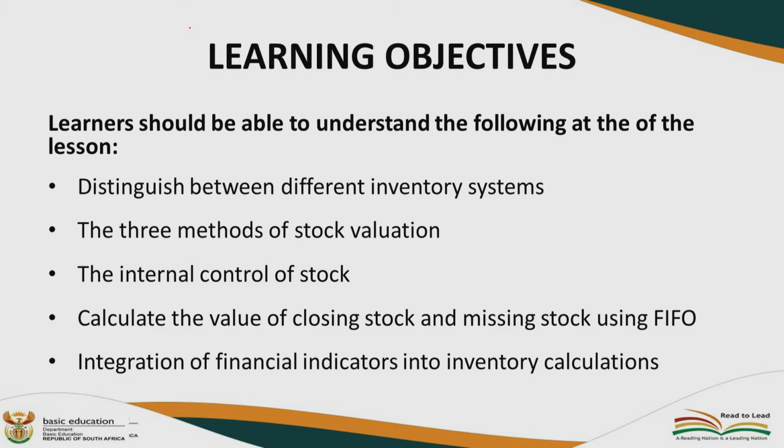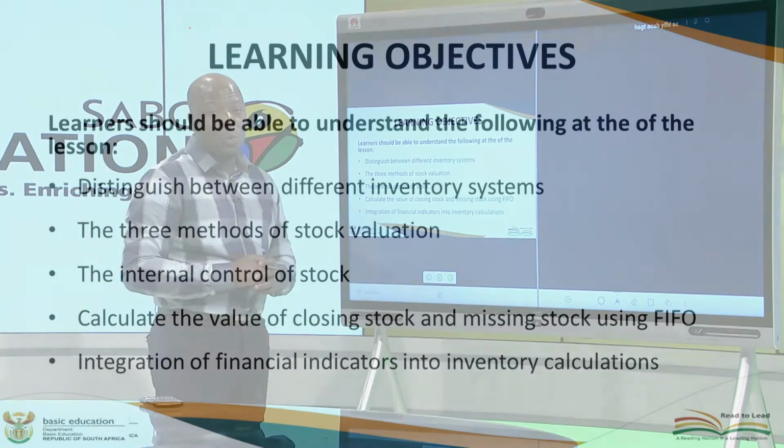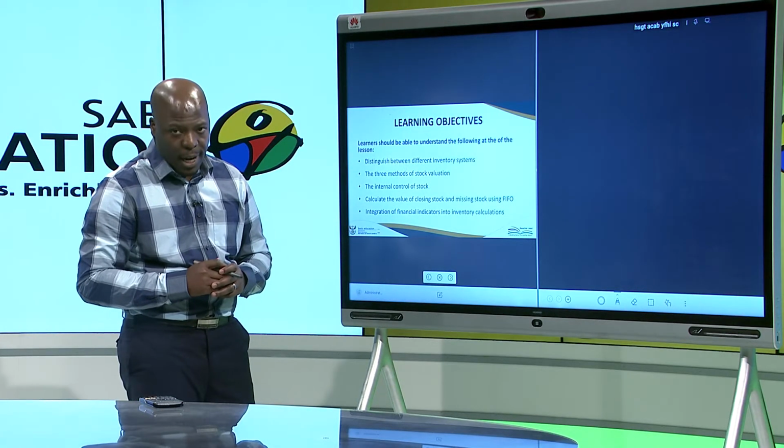Number one, we are going to distinguish between the inventory systems. There are inventory systems that we need to distinguish, all right? Then we are going to go on to the inventory valuation methods. Also, we are going to do internal control of our inventory. And then we are going to calculate the value of our closing stock. In this particular session, I'll only concentrate on your first in, first out method, all right? And then I'm going to integrate our inventory valuation together with the financial indicators.